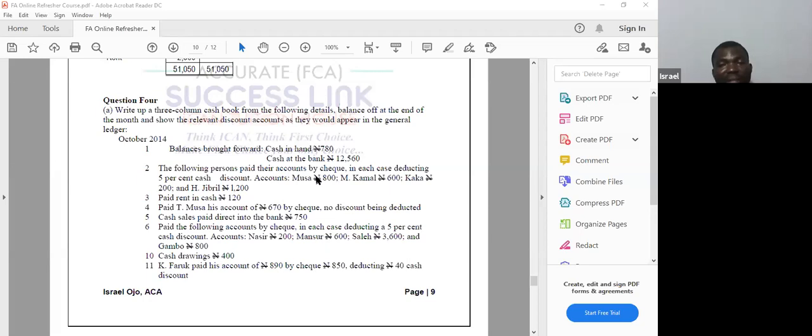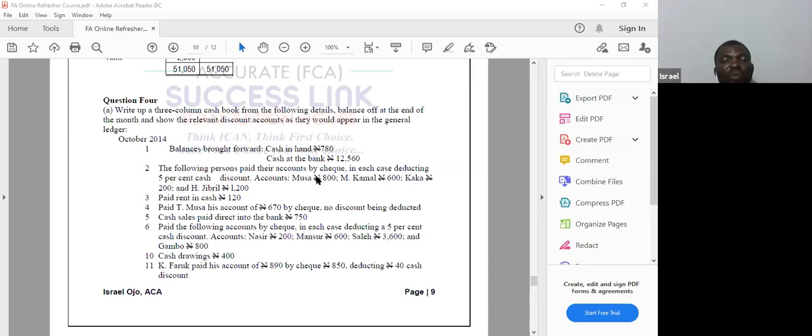If you want to work on this, we have two types of discount: the trade discount and the cash discount. The trade discount is the discount you use to encourage bulk purchase. Trade discount does not involve the double entry principle. It is used to reduce the cost of the item purchased, to reduce the payment I made.